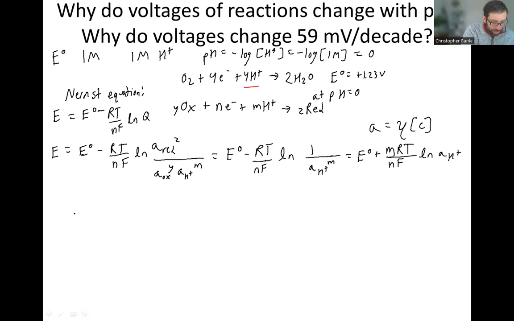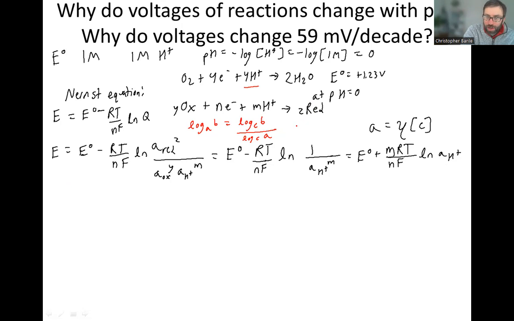Now what I'm going to do is recall the change of base formula. The change of base formula says that the log with a base of A of B is equal to the log of that new base, B, over the log of what the old base was, okay?